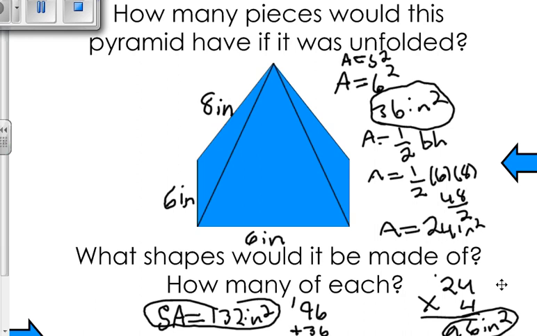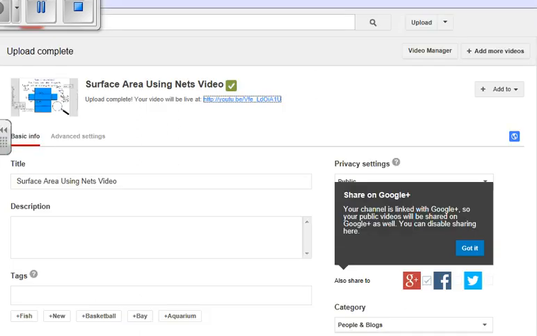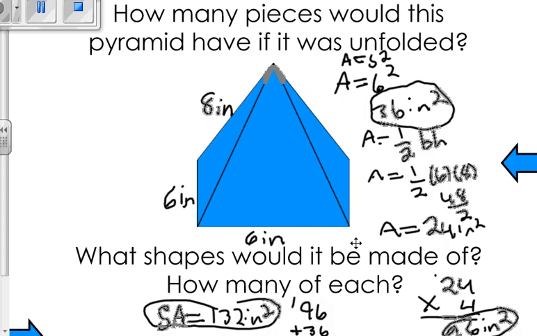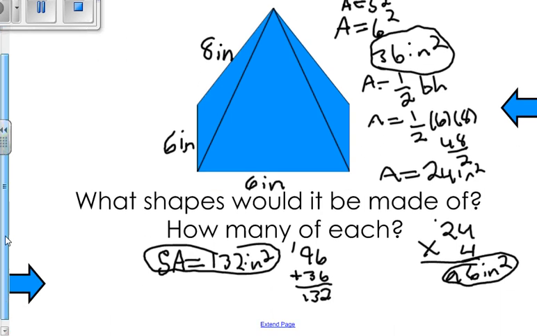But we have more than just one of those. So we do 4 of them. 24 times 4 is 96. Alright. And 96 plus 36, which is the area of the square, is 132. So our surface area for this pyramid is 132 inches squared.